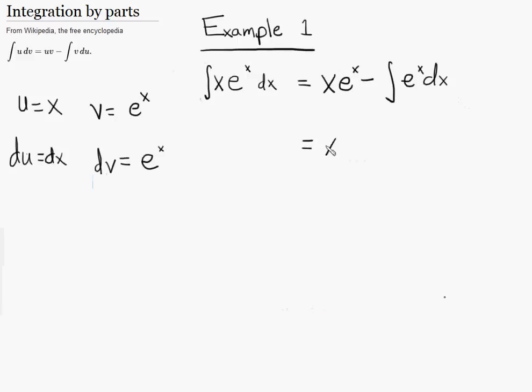So this is equal to x e to the x minus the integral of e to the x dx, which is just e to the x. And we had an indefinite integral, so we have to add our constant. And we have our answer right there. And that was a really quick, short example of integration by parts.